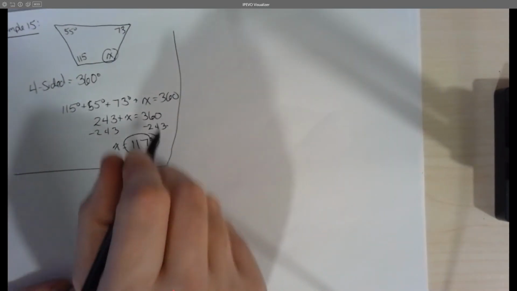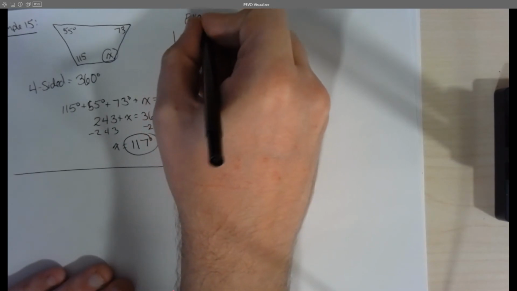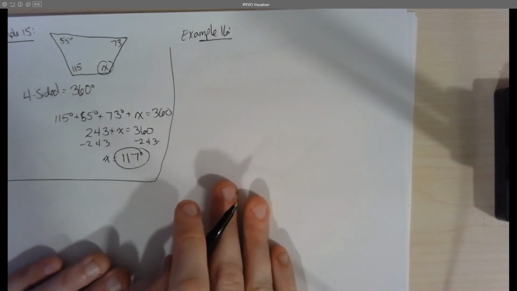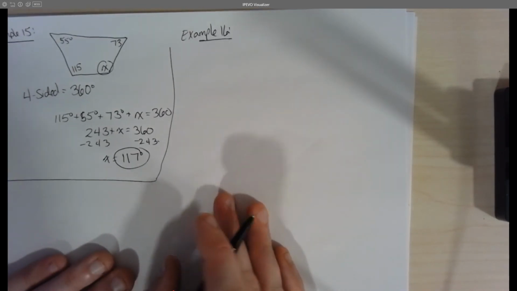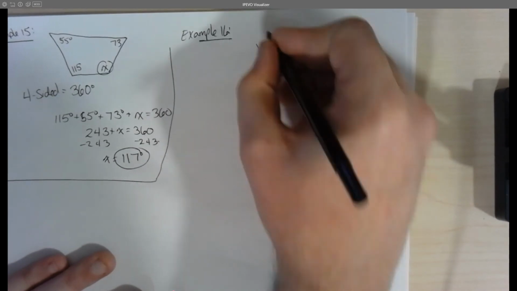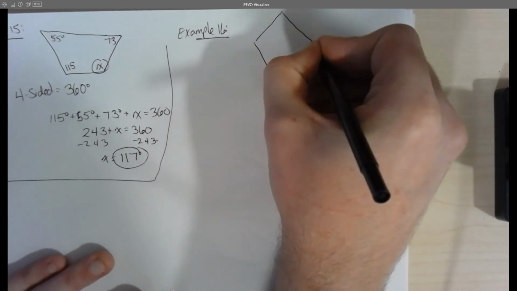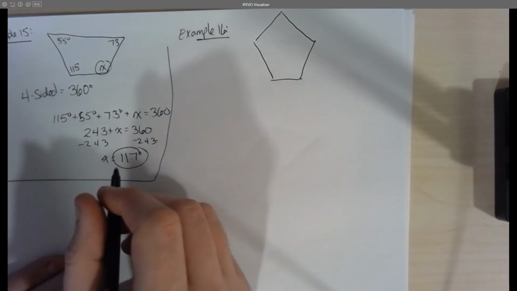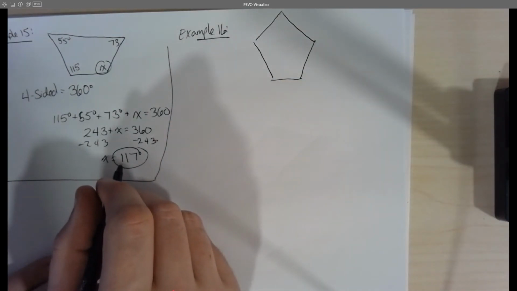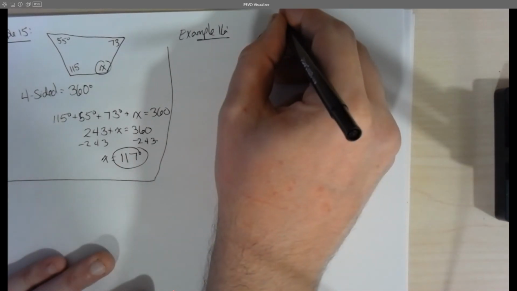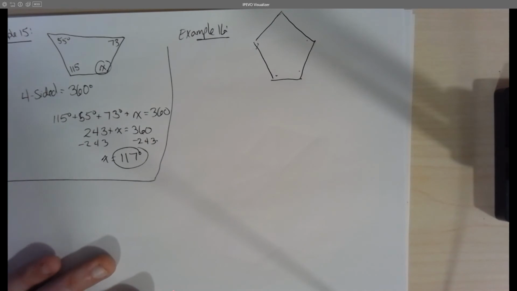Okay, example 16. In this particular example, we are given a five-sided shape, and we are told that it is a regular pentagon. So if you don't quite remember, now I know I didn't draw it as a regular pentagon, but let's assume it is. If you don't quite remember, a regular pentagon means that all of the interior angles are going to be the same, and all the side lengths are going to be the same.